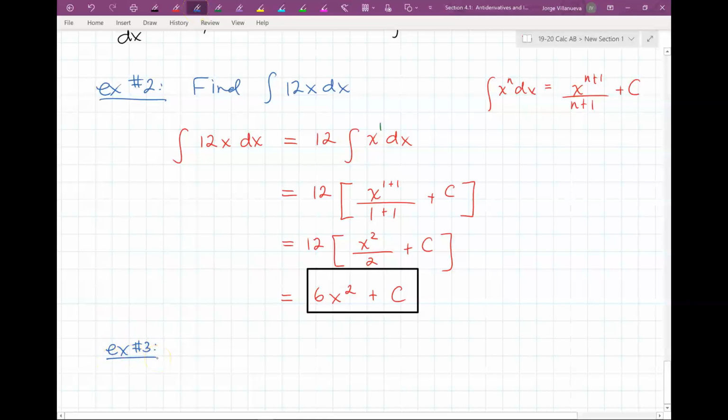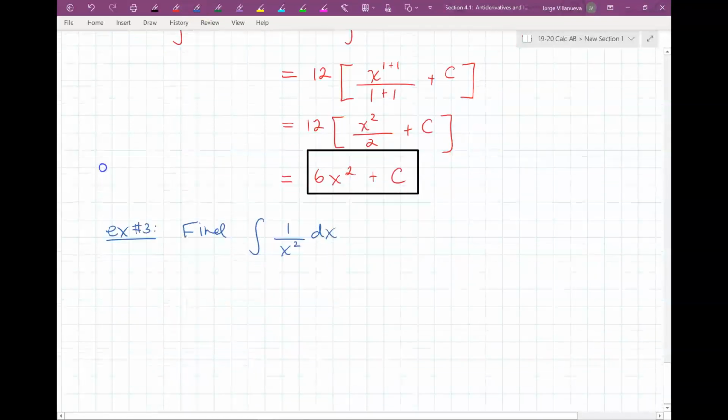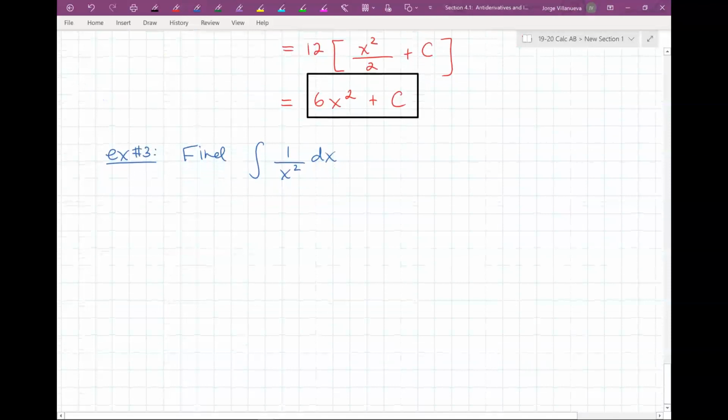Example number 3. We're going to find the integral of 1 over x squared dx. Now you might say, wait a minute, you didn't teach us anything with fractions. Well, I told you that there's no power rules. That means no product rules and no quotient rules. So that means you have to rewrite this. So you don't want it to be a fraction.